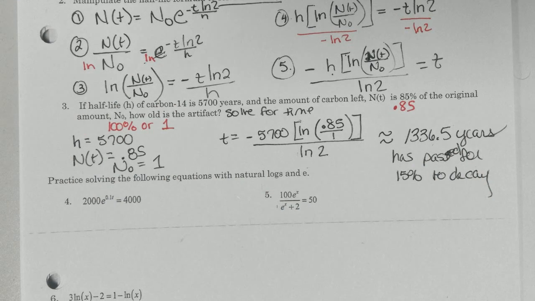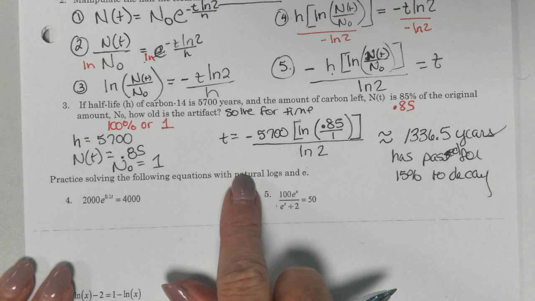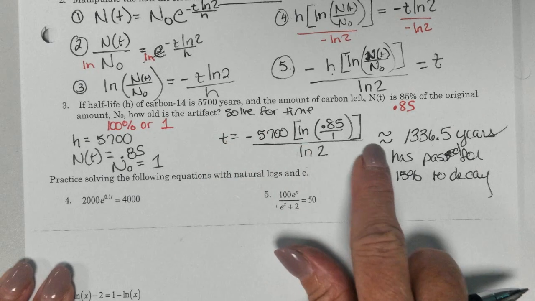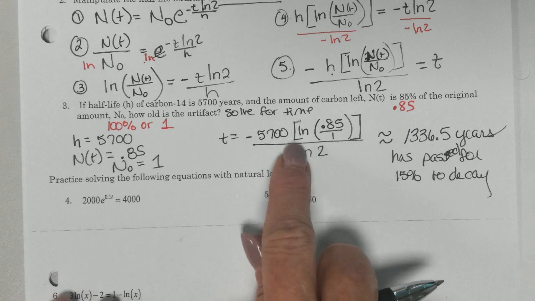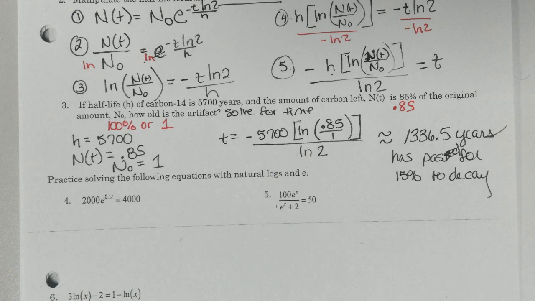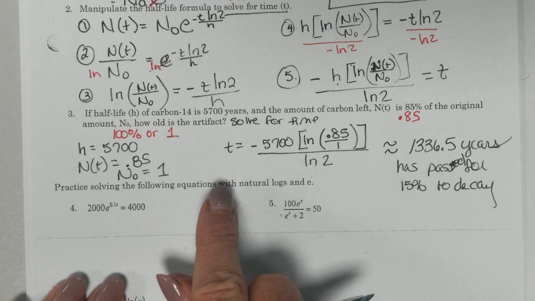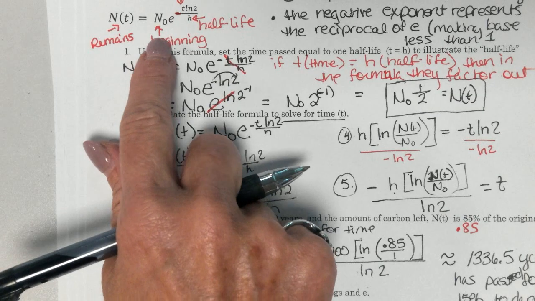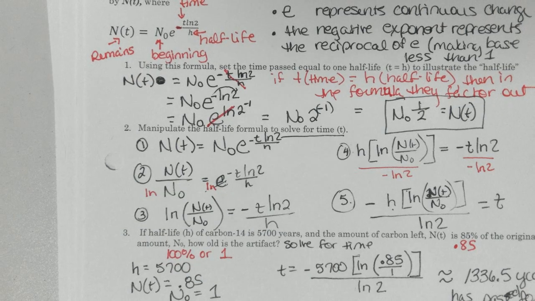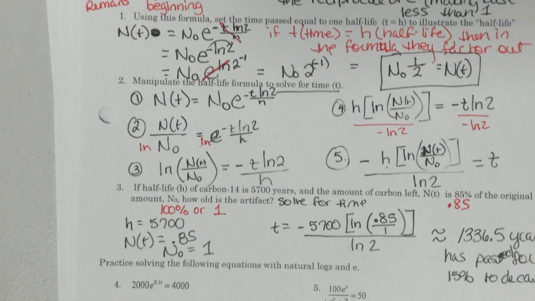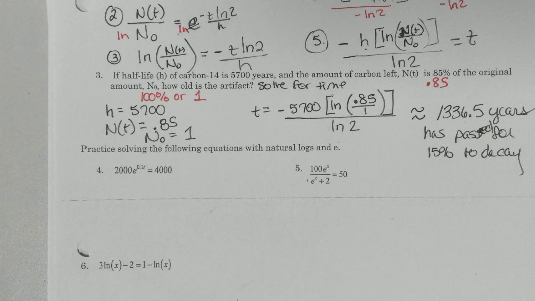All right, does anybody have a question over this process right here? Because this is what you're going to be expected to do on a test. Okay, so you'll be given the formula in this form, and then you'll have to manipulate it. All right, no questions?